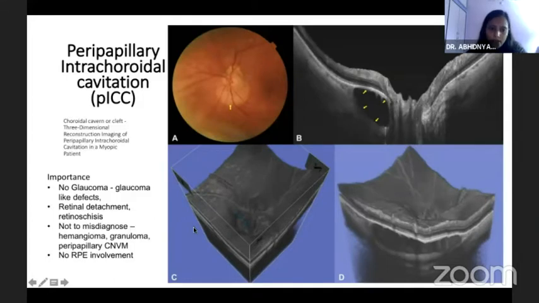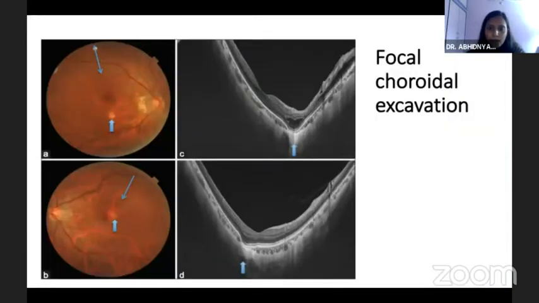Now, why diagnose this? This patient may also have glaucoma-like defects, but it is not because of glaucoma, it is because of this peripapillary cavitation. Sometimes they may be associated with retinal detachment, retinoschisis without any break. Also, one should not confuse them with hemangioma or granuloma.